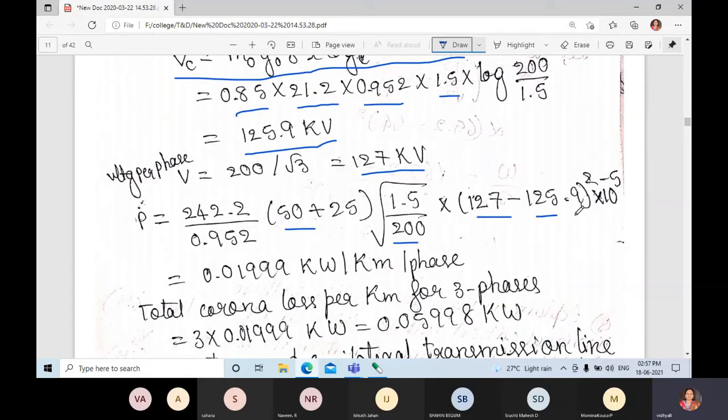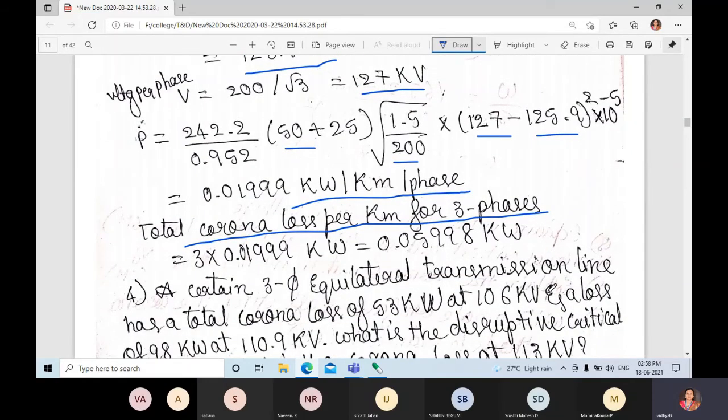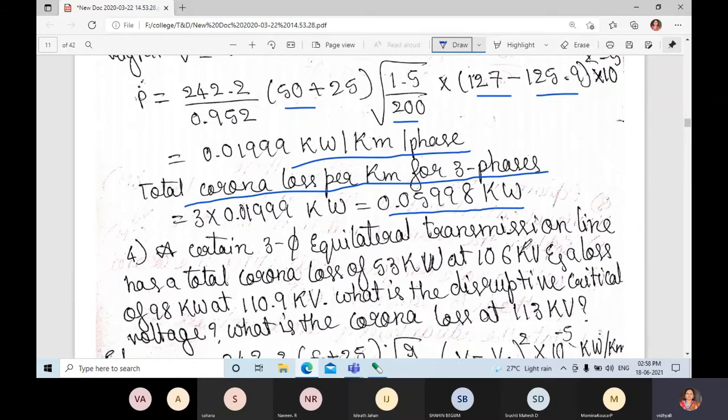V minus Vc whole square into 10 to the power of minus 5. If you calculate, you'll get 0.0199 kilowatt per kilometer per phase. What about the total corona loss per kilometer for 3 phase? Just multiply 3 into the value we got for P. So 3 into 0.0199 kilowatt is equal to 0.05998 kilowatt. This is the total corona loss per kilometer for 3 phase.